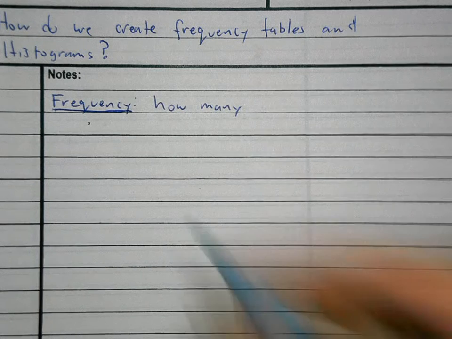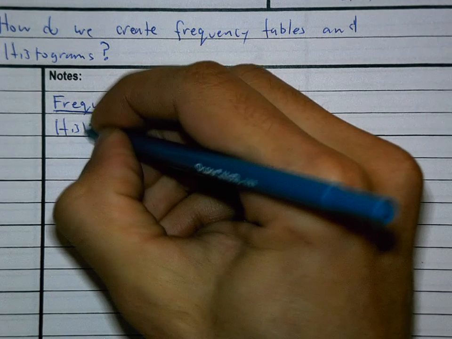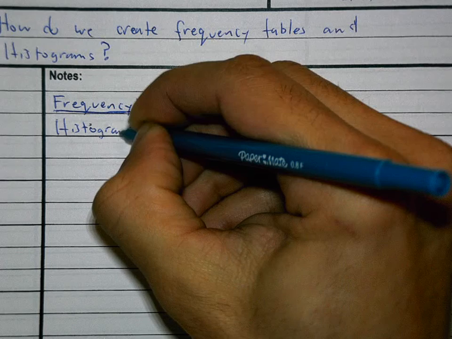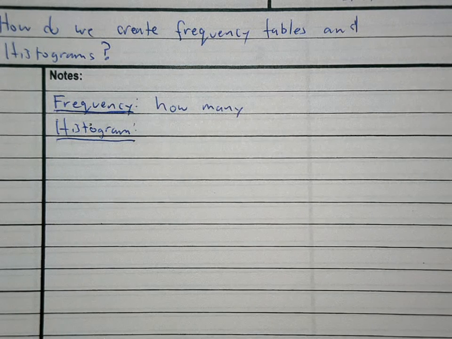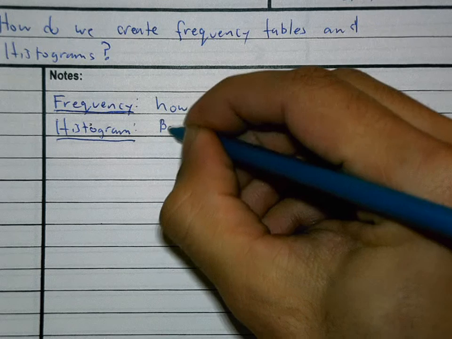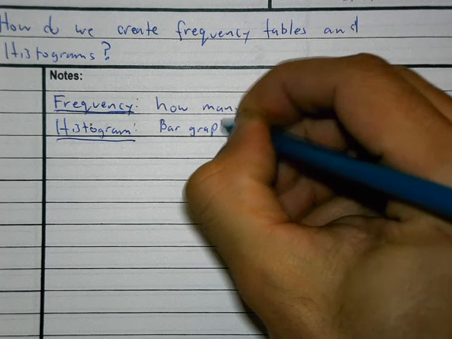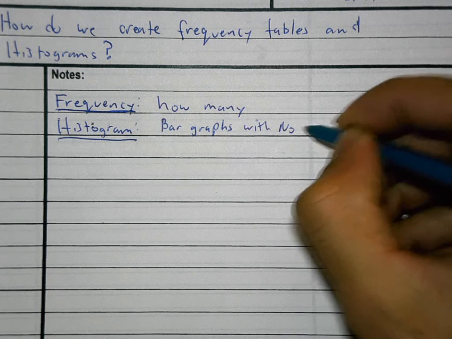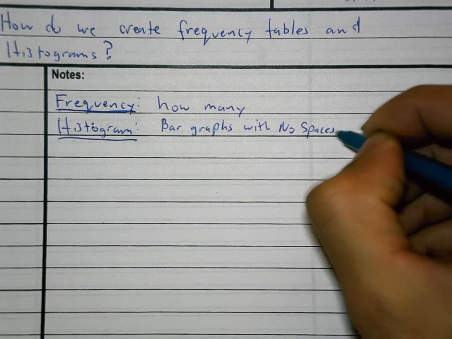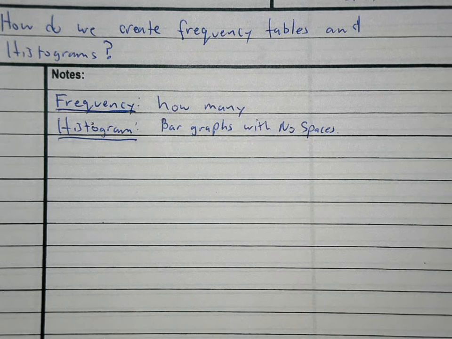Okay? A histogram, let's figure out what that is. Histogram, in other words, is a fancy word for bar graphs with no spaces. Histograms are bar graphs with no spaces.